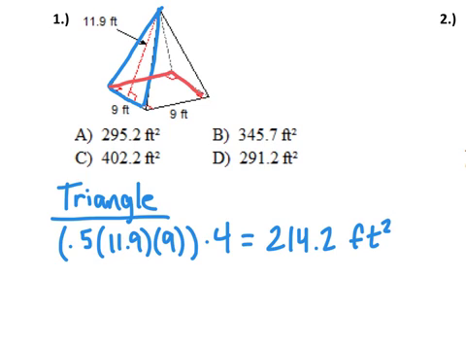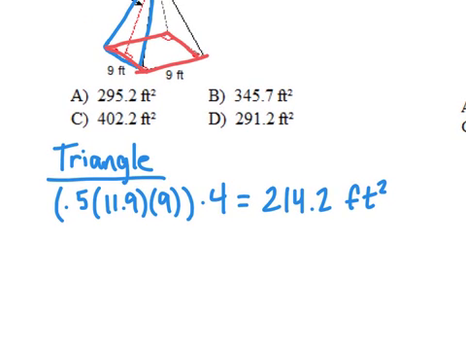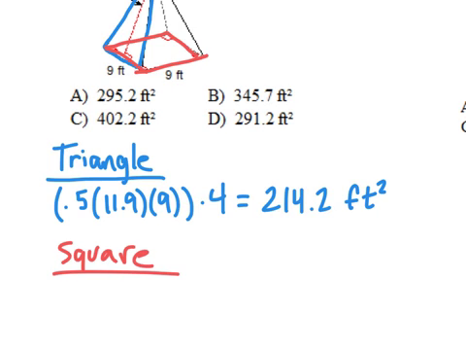Now you see that the base of this shape is a square. So we need to find the area of that square as well. And there's only one of them. So the area of a square is a side squared. So 9 squared equals 81 feet squared.